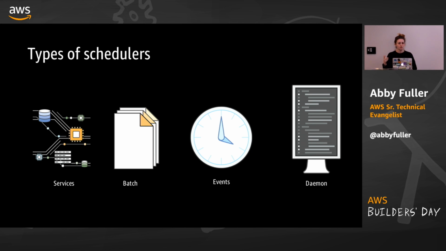The service is responsible for starting, restarting, and stopping those tasks. You can run batch jobs. There are some really cool architectures out there that do batch processing with ECS, to take multiple items off a queue or something like that, process them all in parallel, and dump the results somewhere else. You can also have event-driven.